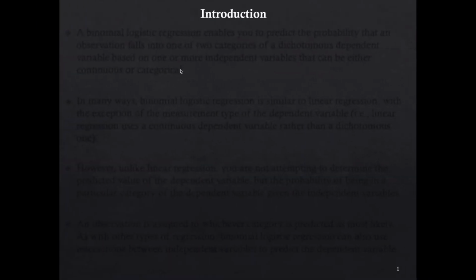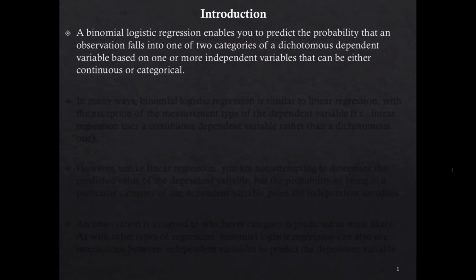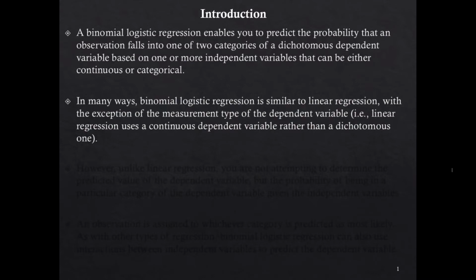First, let's learn a little bit about binomial logistic regression. A binomial logistic regression enables you to predict the probability that an observation falls into one of two categories of a dichotomous dependent variable based on one or more independent variables that can either be categorical or continuous. In many ways, binomial logistic regression is similar to linear regression, with the exception of the measurement type of the dependent variable. In other words, linear regression uses a continuous dependent variable rather than a dichotomous one.